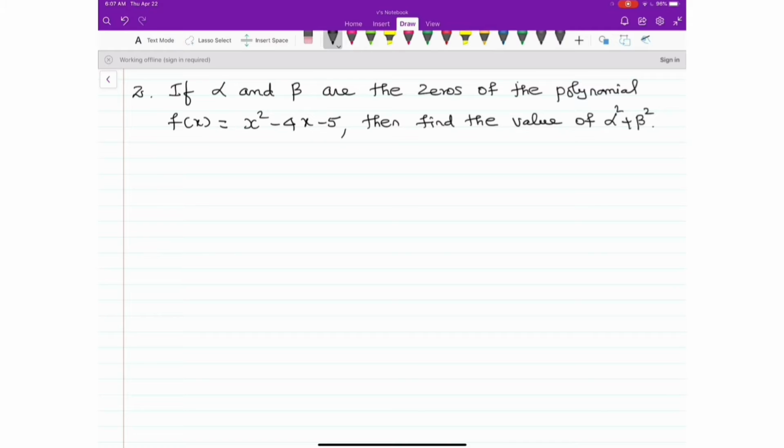Second question. If alpha and beta are the zeros of the polynomial f of x is equal to x square minus 4x minus 5, then find the value of alpha square plus beta square. Now solution.